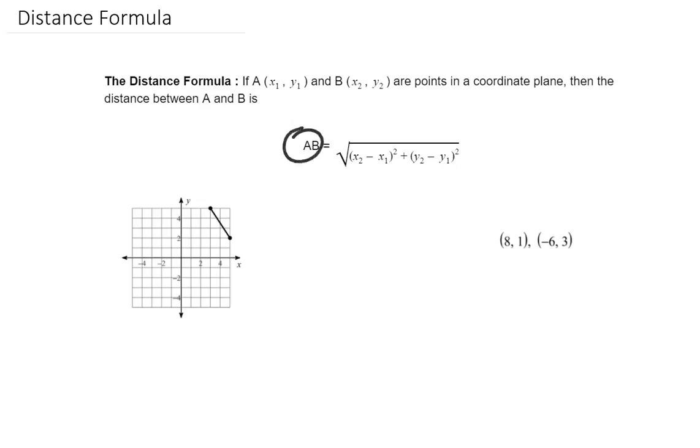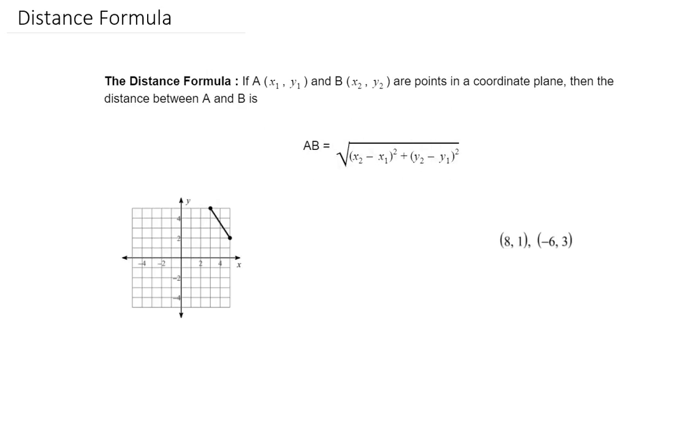But the distance between any 2 points is just going to be the change in x squared plus the change in y squared, and then you take the square root of that whole thing. I've got 2 examples shown below.